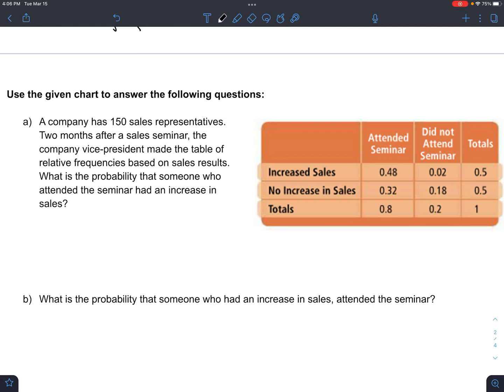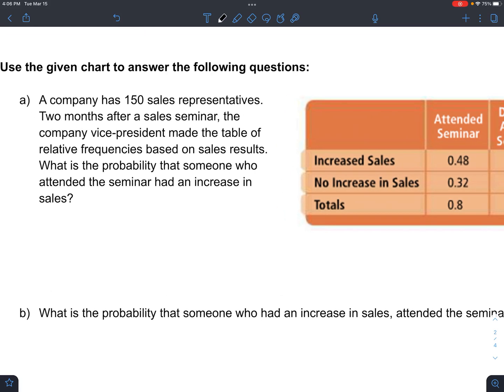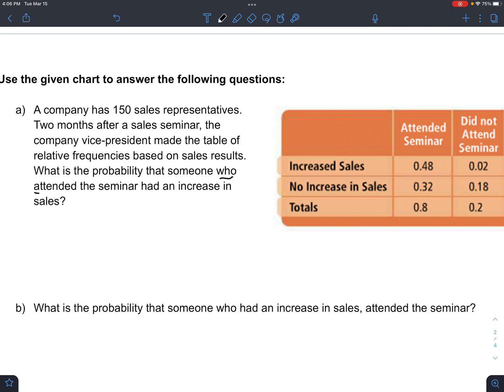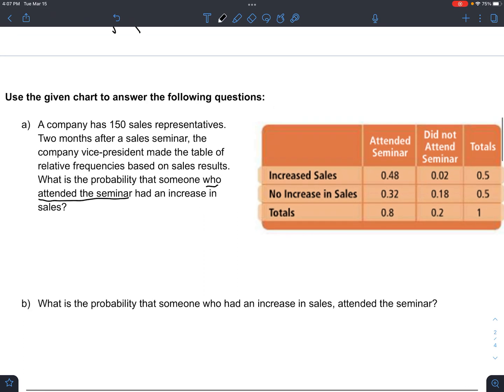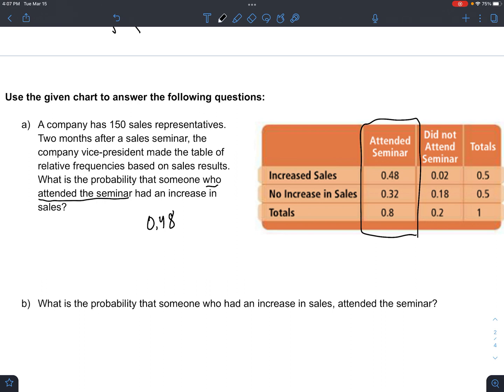So basically we have a seminar that happened, and then the vice president of the company decided to see how that affected sales. The question is, what's the probability that someone who attended the seminar had an increase in sales? It doesn't say the word given, but it may as well, because it's talking about someone who attended the seminar. So we're not looking at anyone who did not attend. We don't even care about them. We're only looking here. The increase in that group was 0.48 out of 0.8, which is 0.6. You can use your calculator for that.